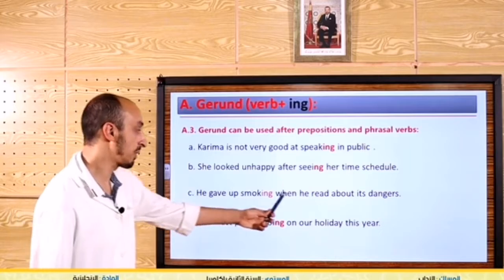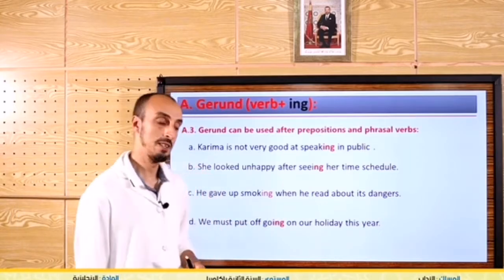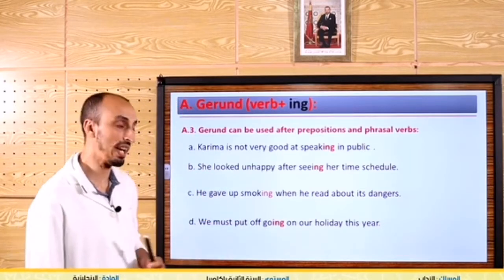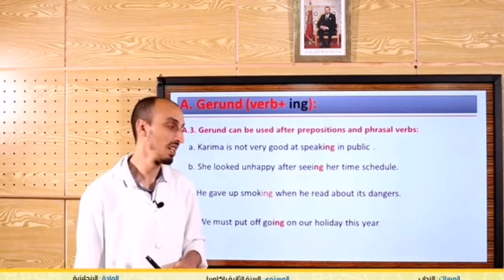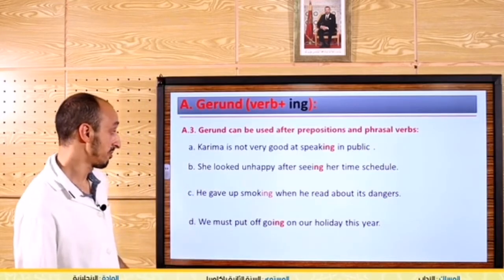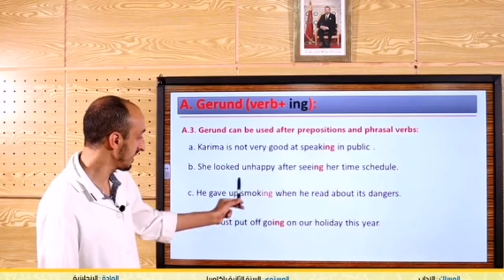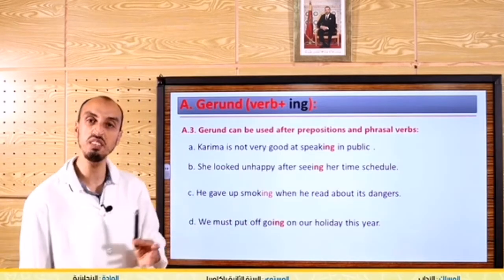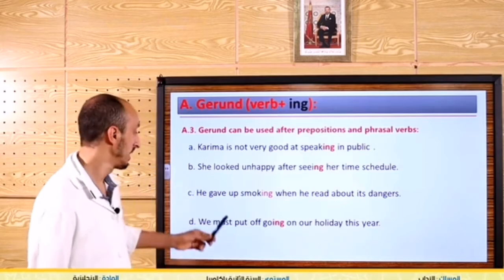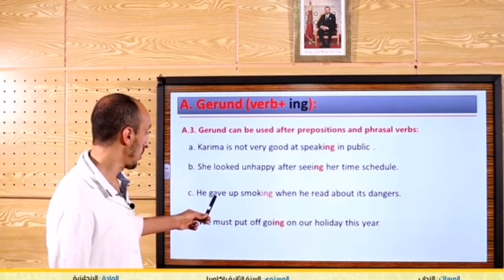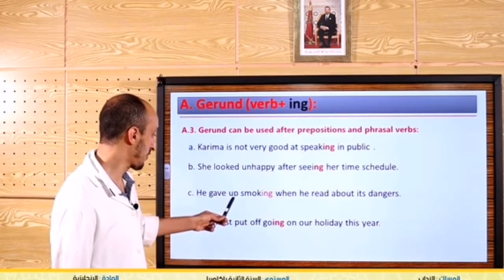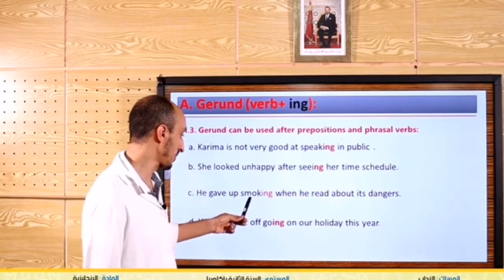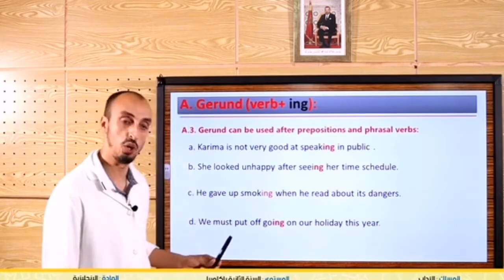He gave up smoking when he read about its dangers. Where is the gerund form? Smoking. Why is it in gerund form? Because we have phrasal verb gave up. The verb to give up. To stop doing something. To quit. So, give up is a phrasal verb. When it is followed by another verb, the verb should be in gerund form.